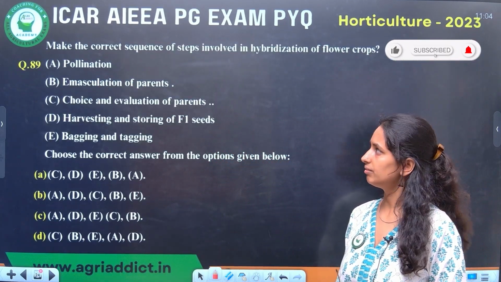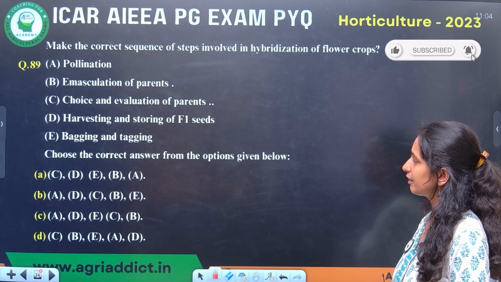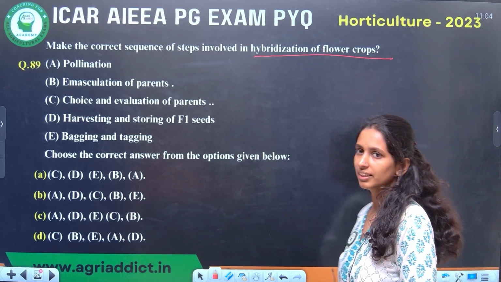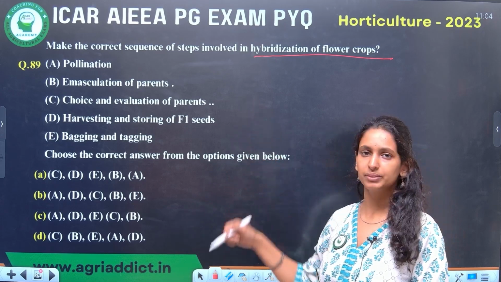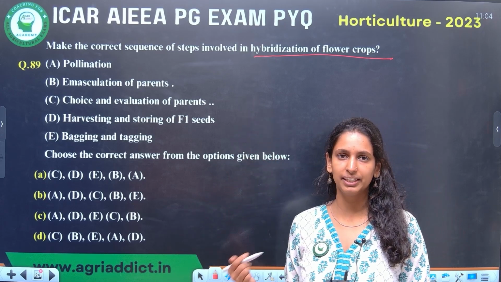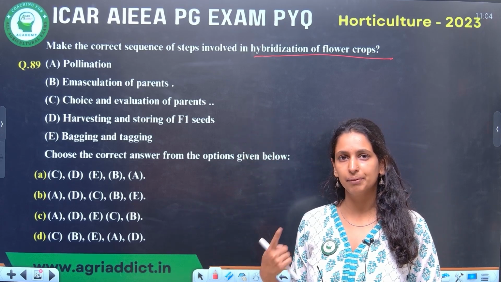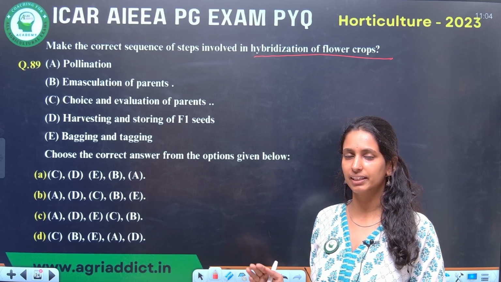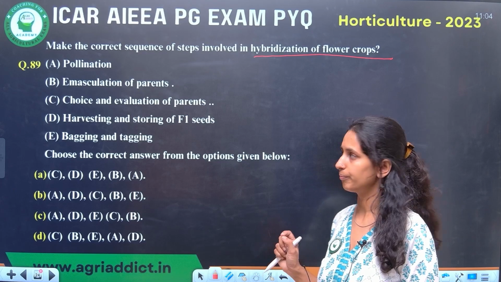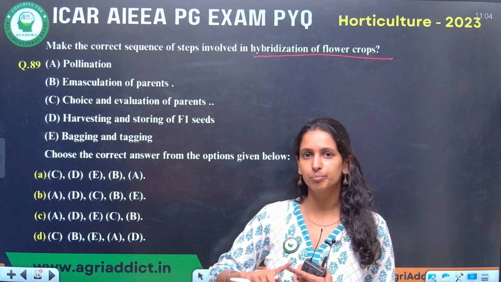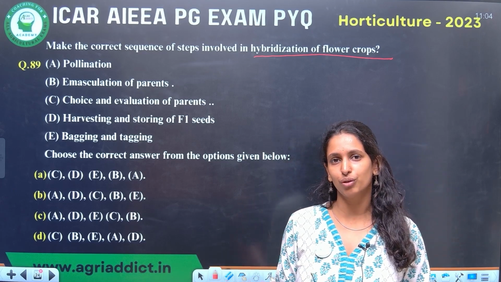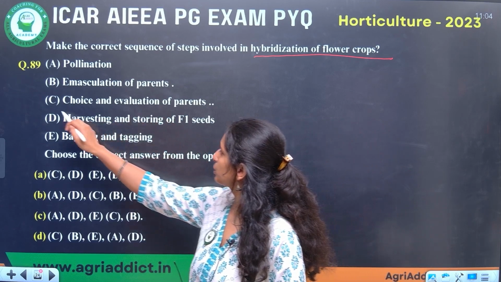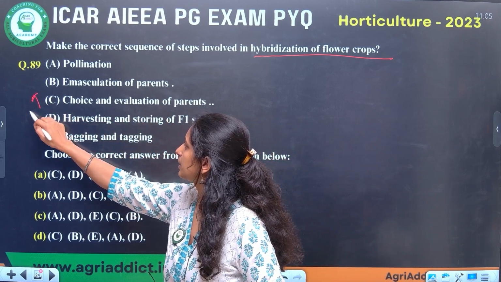Then next question, make the correct sequence of steps involved in the hybridization of flower crops. This same type of question they have been asking many times: steps in hybridization or steps in mass selection. So you should have a better idea about it in the breeding part. In any breeding, we will first be doing the selection of the parents. Here, the choice and evaluation of the parents will be the first step.